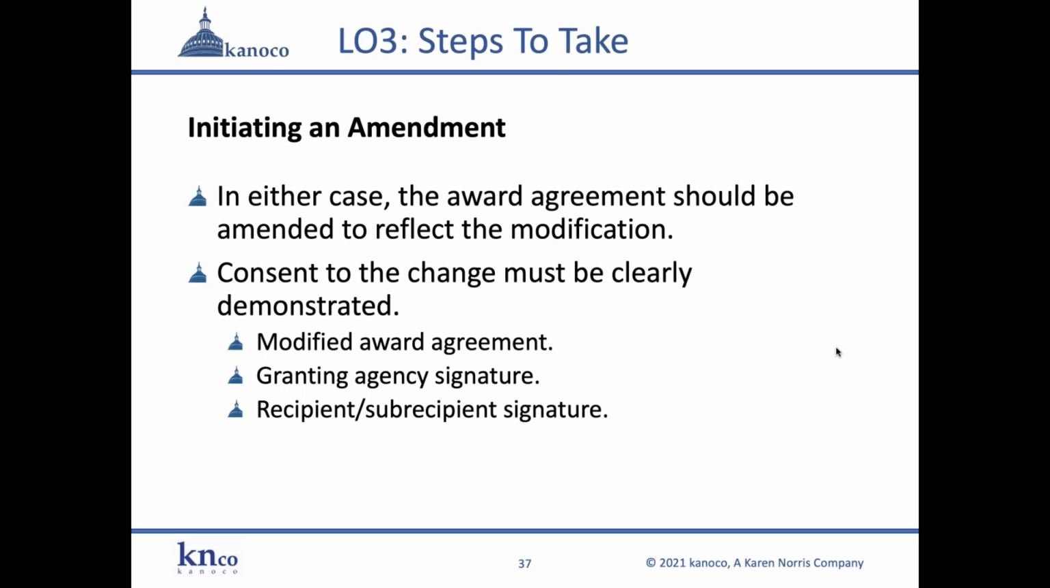That means granting agency signature, it means recipient signature, and some kind of piece of paper that modifies the original award agreement. It could be an additional piece of paper that you would attach to the original award agreement, or it could be an entirely newly produced award agreement.